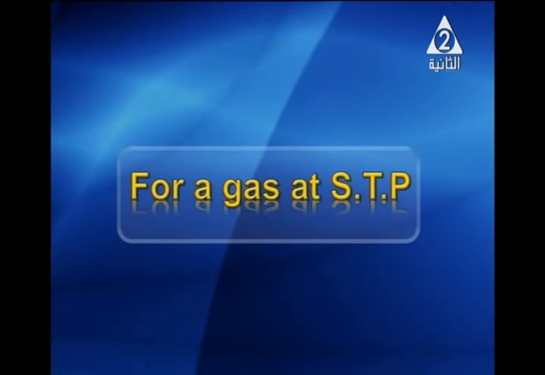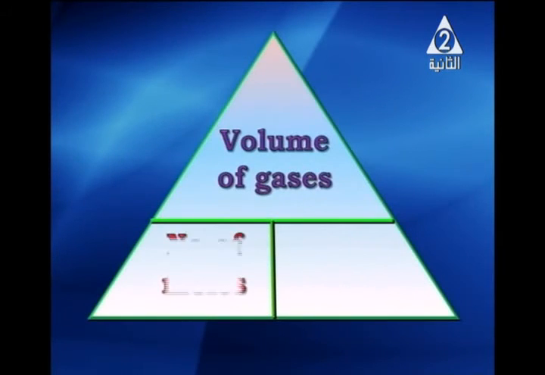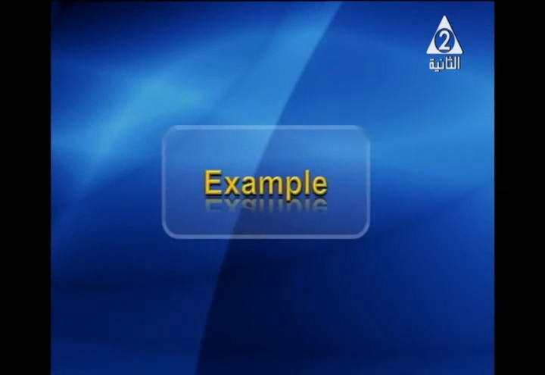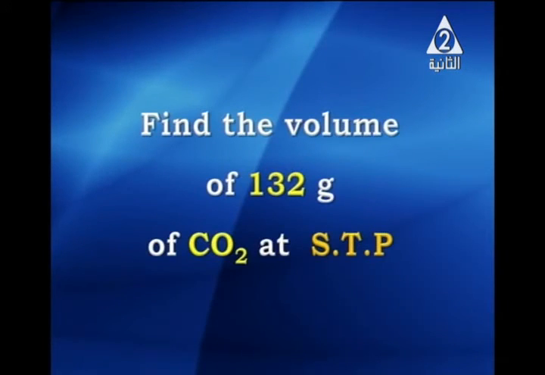Here for a gas at STP, standard temperature and pressure, the volume of gas can be calculated by multiplying its number of moles times 22.4 liters at standard temperature and pressure. For example, find the volume of 132 gram of carbon dioxide at standard temperature and pressure.